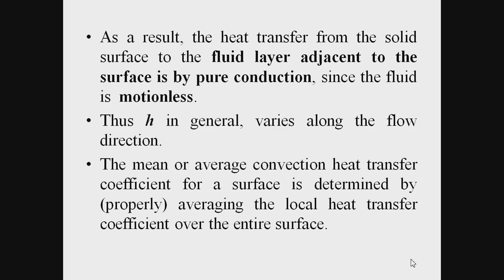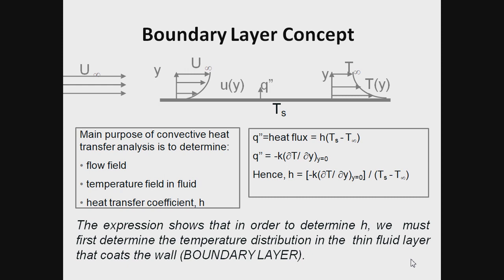Now, as a result, the heat transfer from the solid surface to the fluid layer adjacent to the surface is by pure conduction. As we know, the fluid is at rest. This h in general varies along the flow direction. It is in the flow direction, not in the upward direction. The mean or average convection heat transfer coefficient can be determined by averaging the local heat transfer coefficient over the entire surface. Now again we come to the boundary layer concept.